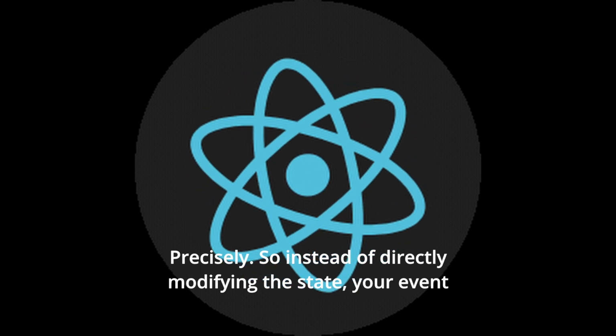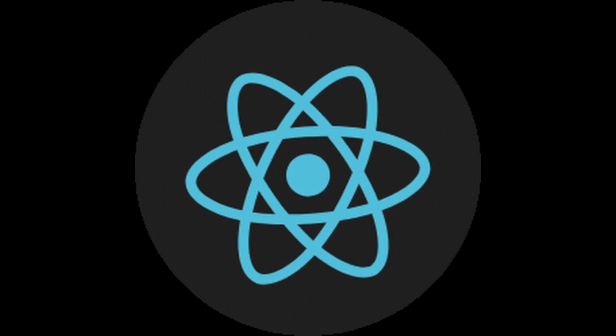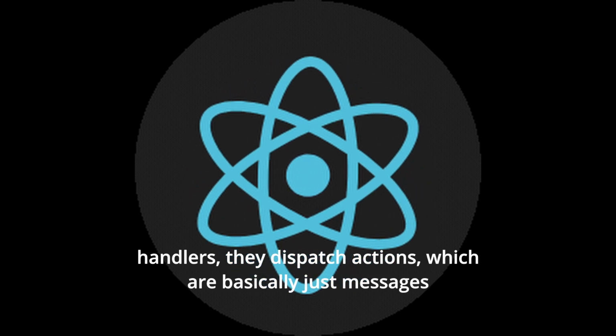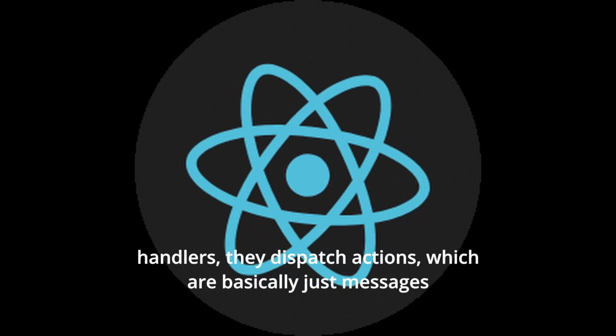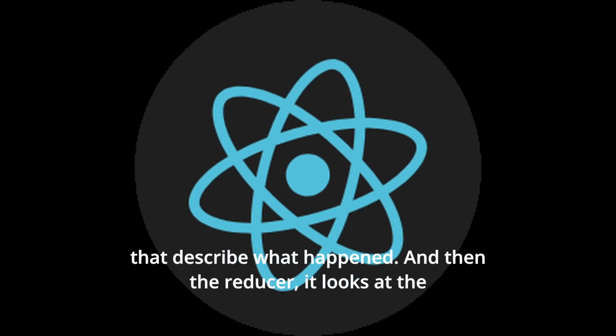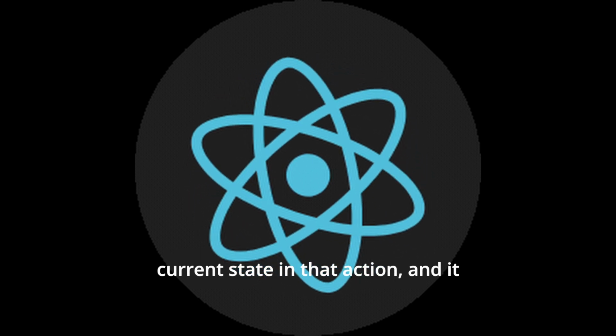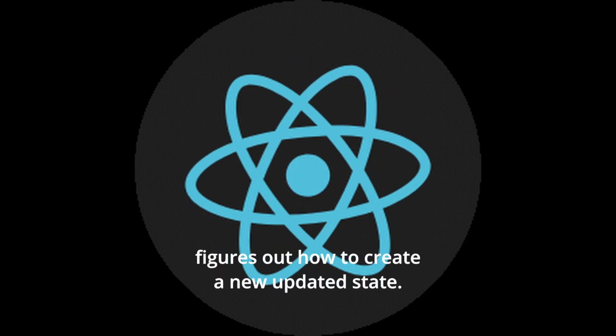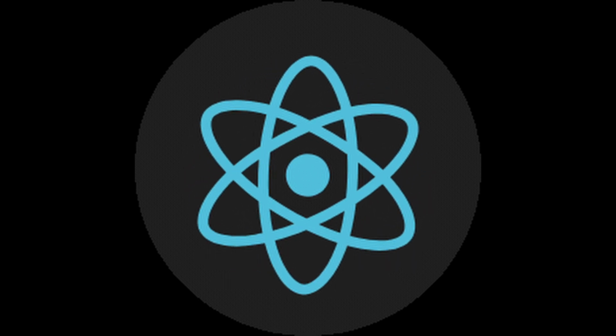Precisely. So instead of directly modifying the state, your event handlers dispatch actions, which are basically just messages that describe what happened. And then the reducer looks at the current state and that action, and it figures out how to create a new updated state.